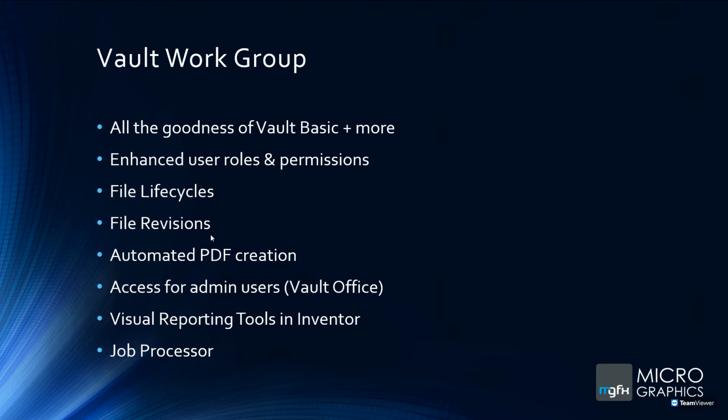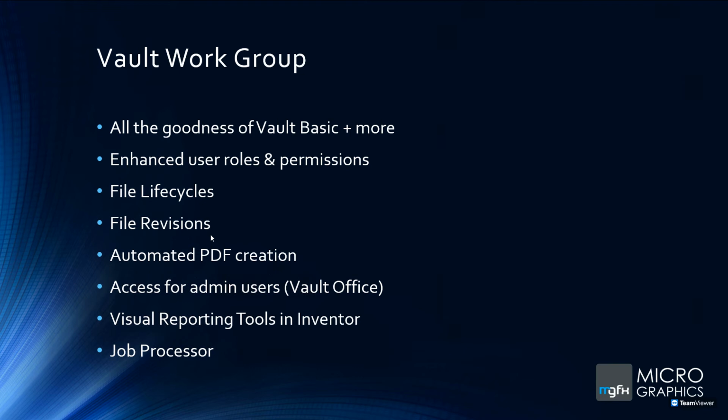Vault Workgroup also gives access for admin users through a separate app, which is a separate license that you can purchase called Vault Office. And this gives essentially administrative access only. It doesn't give access for design work. So you can't check design files out of Vault, modify them and check them back in. They'd basically only be able to get design files to view, but you would be able to do any sort of administrative work inside of Vault using Vault Office.